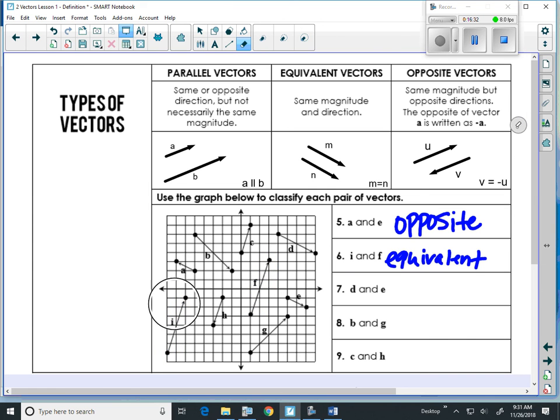Next is D and E. What do you think about D and E? Are they equivalent? They are parallel. They're going the same direction. They don't have to be going the same direction, but they are. Now if we want to prove these parallel, what would we have to do? We just talked about it. I think Warren got it right. If two lines are parallel, their slopes are equal, so we have to find the slope. We're not going to do that right now. We're going to do that here in a little bit.